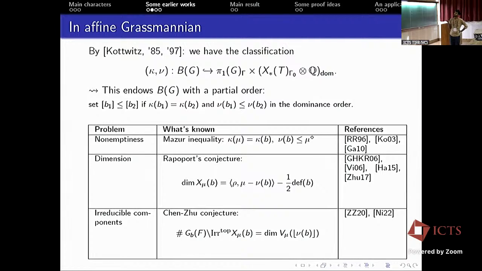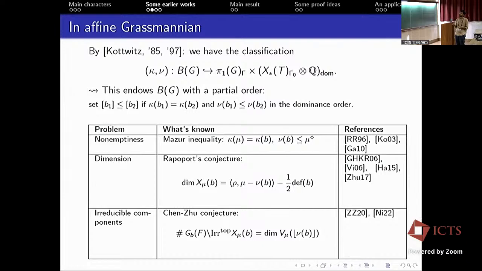So to say what the kind of answers are, this B(G) set has a neat classification by Kottwitz in terms of two invariants. One lands inside the fundamental group of your group, the Galois invariant, and the other one is some cocharacter, a dominant rational cocharacter. And this is somehow the broad overview of the kind of answer that we have had in the last 20 years. We can understand the non-emptiness pattern in terms of a dominance order inequality. Then there was a resolution of Rapoport's conjecture on what kind of dimension they should have.